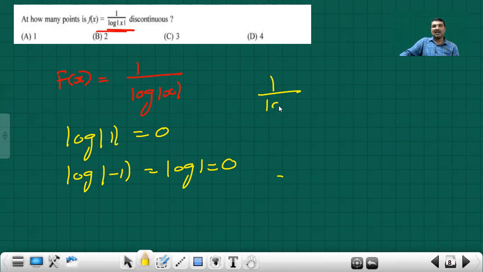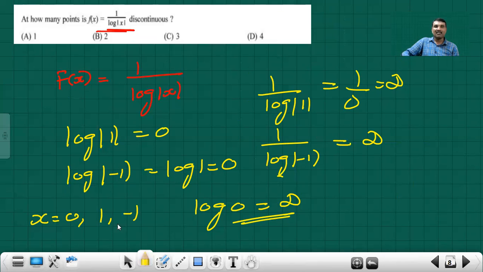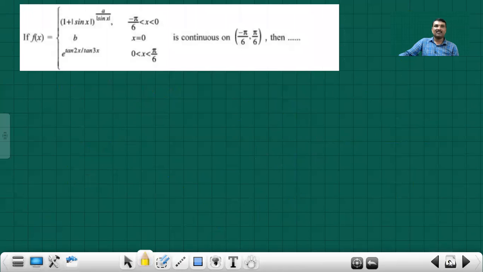So 1 by log mod of 1 is equal to 1 by 0, infinity. Similarly, 1 by log of mod minus 1, that is also infinity. And we know log 0 is not defined. So the points of discontinuity are x equal to 0, 1, minus 1. So the answer is 3 points of discontinuity.